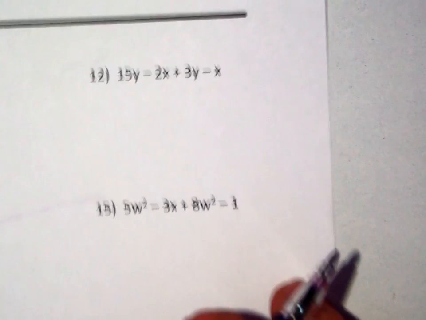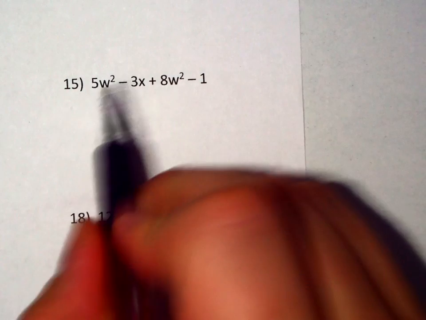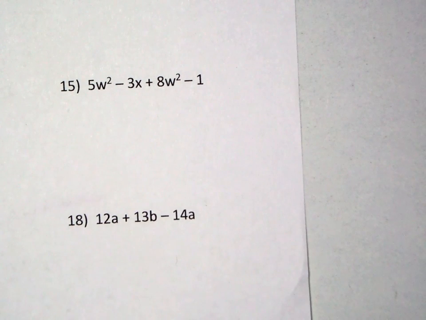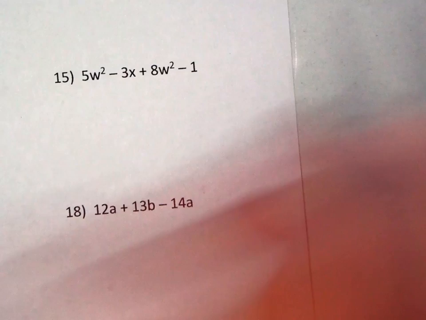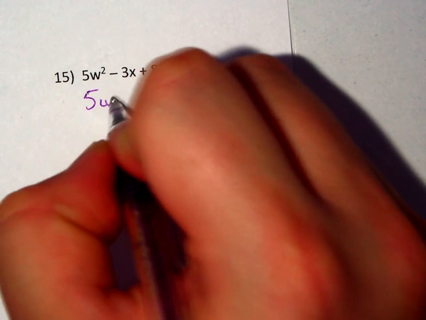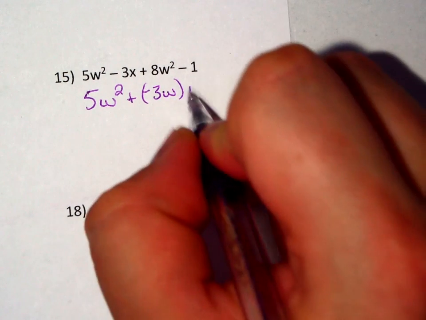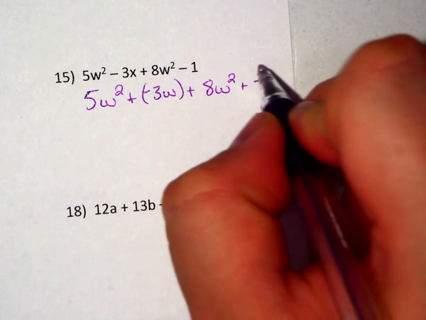Let's look at one more. How about number 15? Number 15 says 5w squared minus 3x plus 8w squared minus 1. Again, I think it's a good idea to go ahead and use that commutative property rule, but first I'm going to rewrite this problem with some additive inverse property rules. So 5w squared plus negative 3x plus 8w squared plus negative 1.